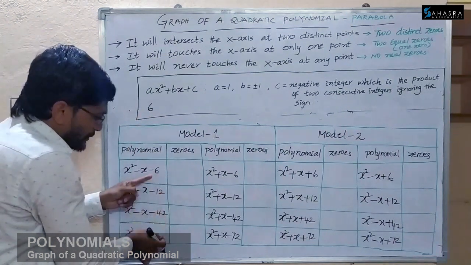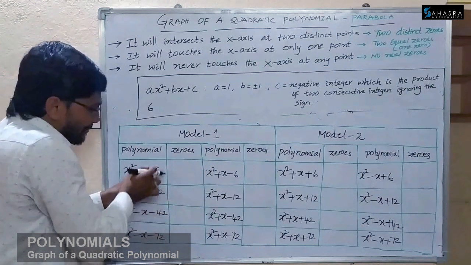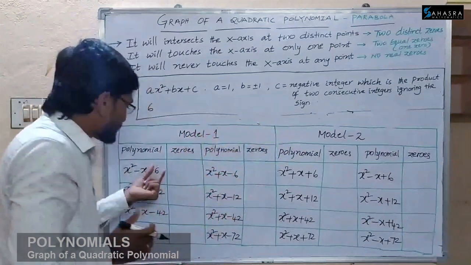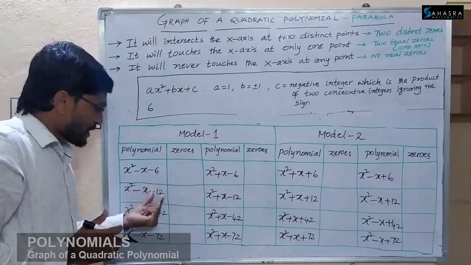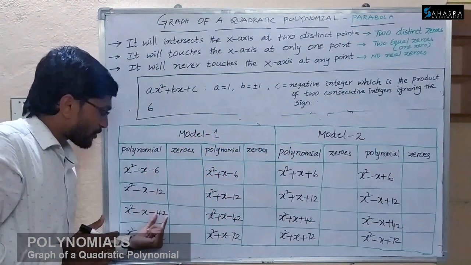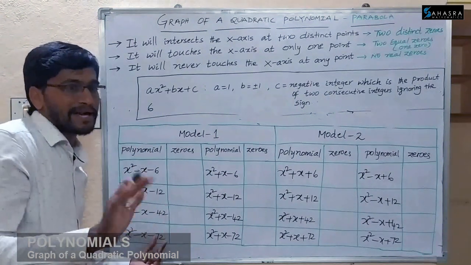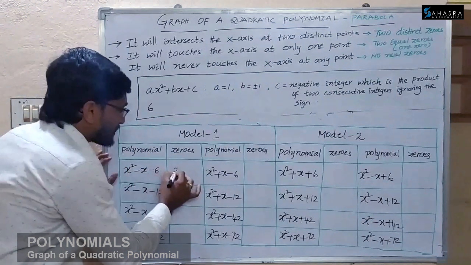6, 12, 42, 72. These are the numbers which are the product of two consecutive numbers. 6 can be written as 2 into 3. 12 can be written as 3 into 4. 42 can be written as 6 into 7. 72 can be written as 8 into 9. First you have to write that one.